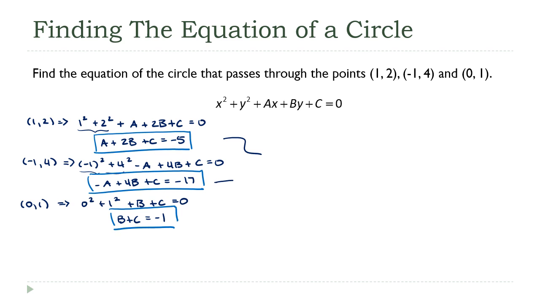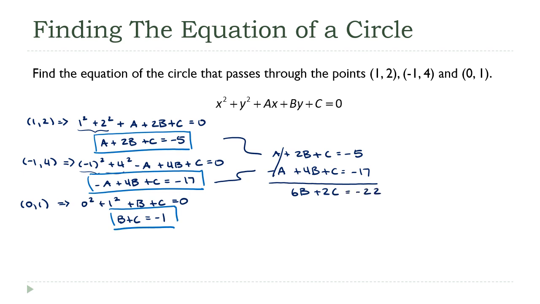So if I add these two together, I'm just going to write them over. A plus 2b plus c equals negative 5. Negative a plus 4b plus c equals negative 17. If we add those together, the a's go away. 6b plus 2c equals negative 22. Let's clean that up a little. Divide through by 2. 3b plus c equals negative 11.